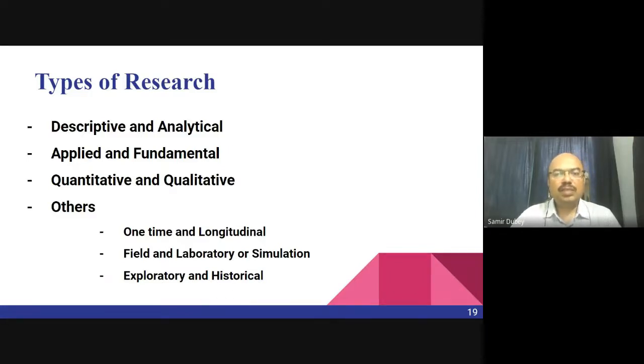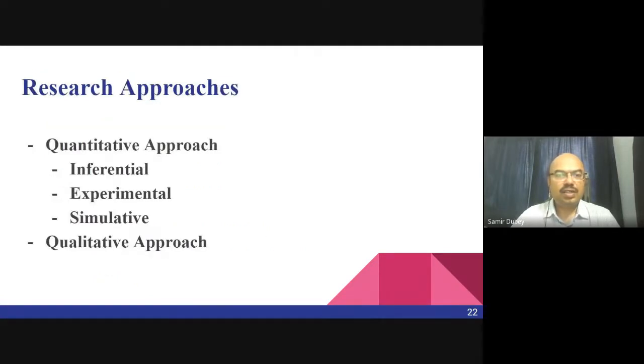Then there comes exploratory research and historical research. Exploratory research is one in which you are proposing a new concept, something which has not yet been found out by anybody else. That is known as exploratory research. In historical research, we go through historical documents, and then we form an opinion on the basis of those documents. That is known as historical research.